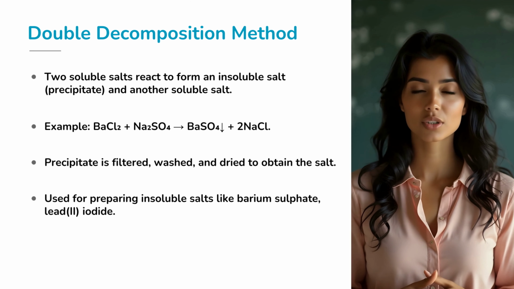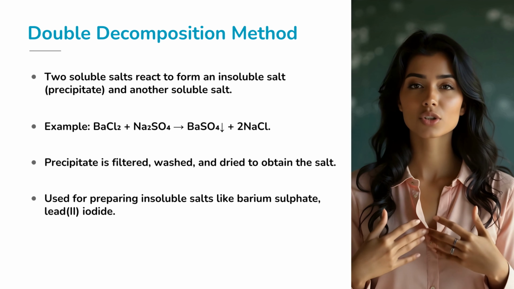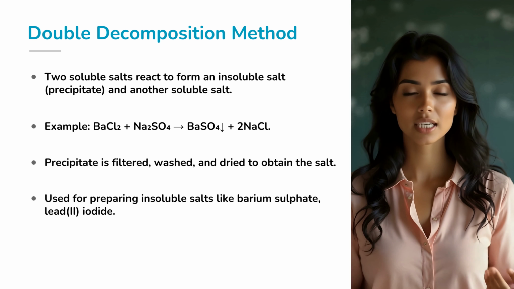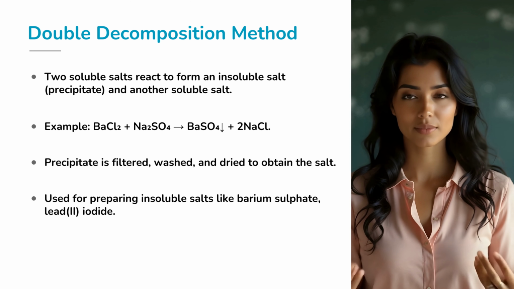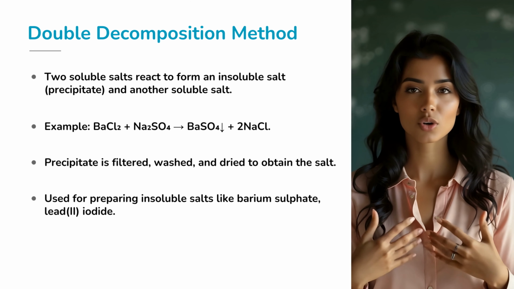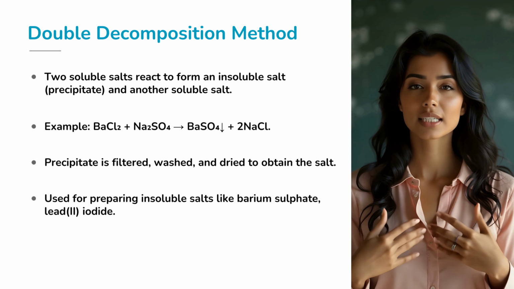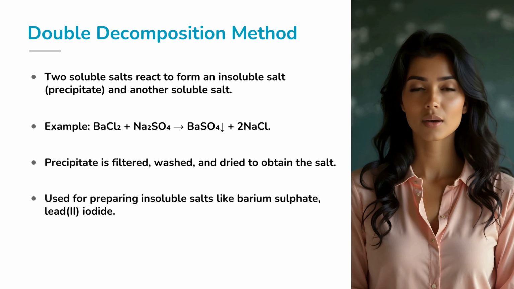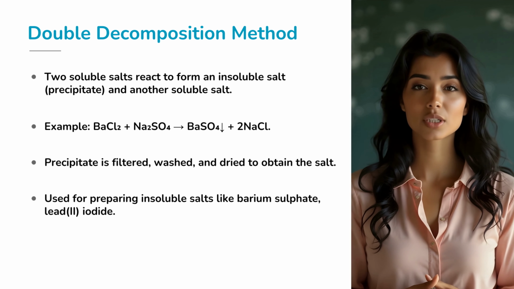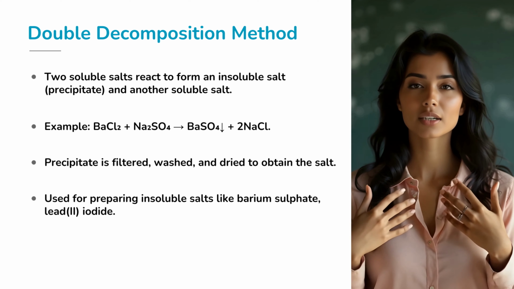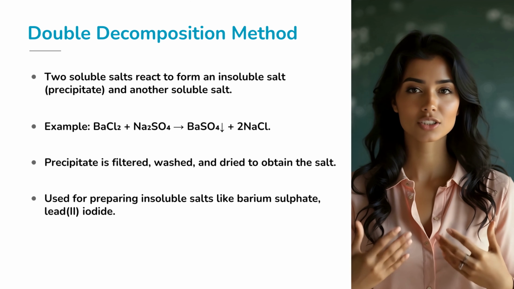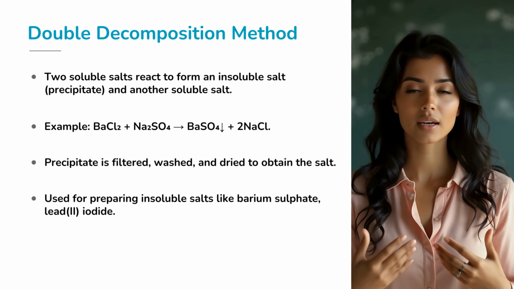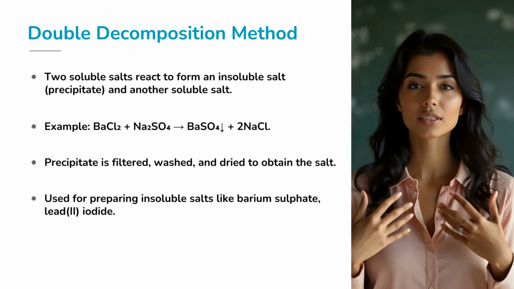Sometimes, to make a salt, you need to make it fall, literally, out of solution. For insoluble salts, the precipitation method is the go-to approach. It involves mixing two soluble salts where one product is an insoluble salt that forms a precipitate. For example, when barium chloride reacts with sodium sulfate, it forms barium sulfate, a white precipitate, and sodium chloride. The precipitate is then filtered, washed, and dried to obtain the desired salt.